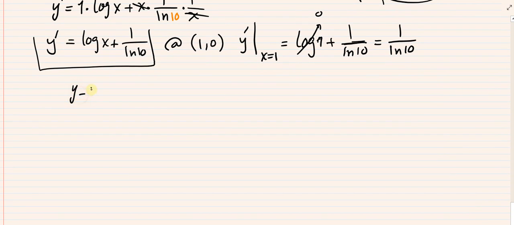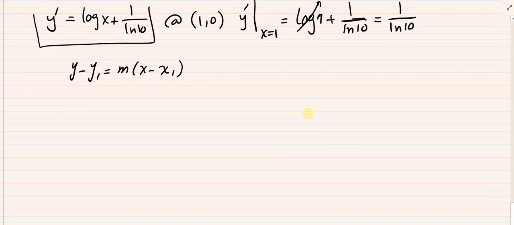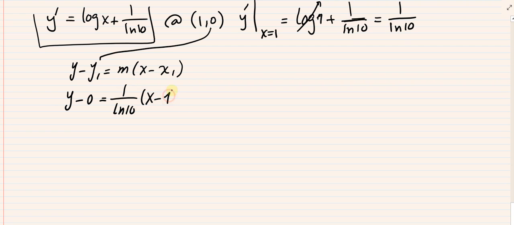Now, y minus y1 equals m times x minus x1. That's the point slope form of a line. True? And that's going to be y minus 0. 0 goes in there. Slope is 1 over natural log of 10. X minus x1 is 1. And from this we get y is equal to 1 over natural log of 10 times x minus 1.